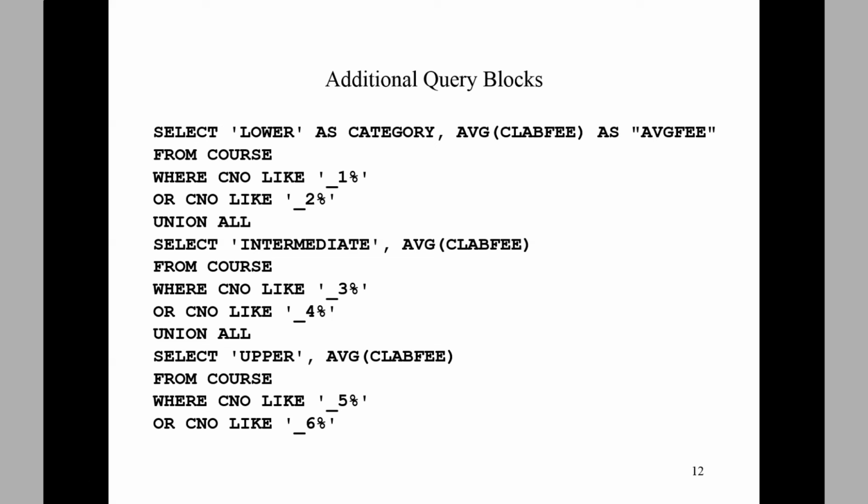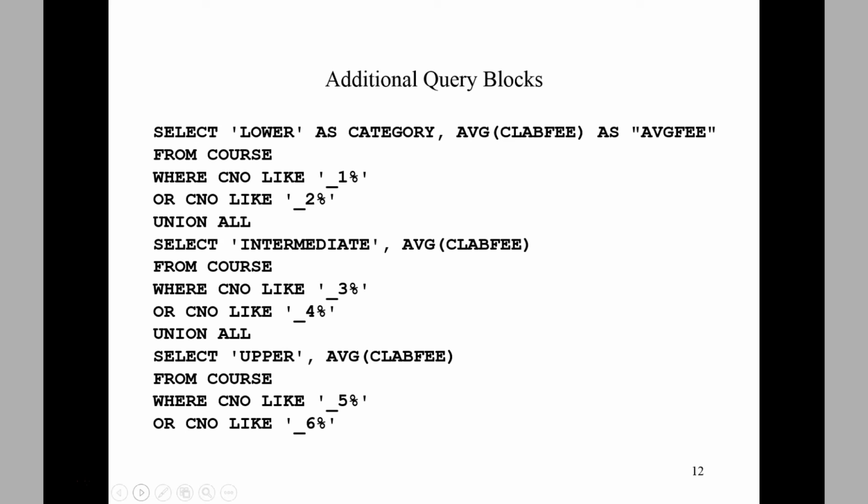Because we're selecting a derived value, the constant lower, intermediate, and upper, even if any of the averages for the different groups happen to be the same, each row produced by the query block will clearly be different from any of the other rows. For that purpose, we've chosen to use union all to combine the results.